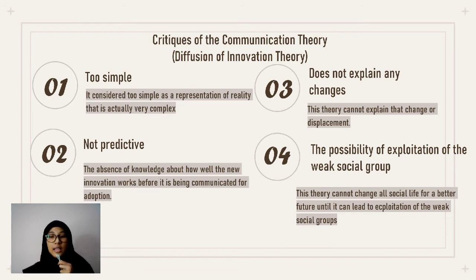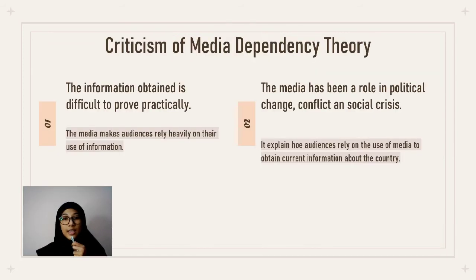And number three, this theory does not explain any changes. This theory cannot explain change or displacement. And number four, the possibility of exploitation of the weak social group. This theory cannot change all social life for a better future, until it can lead to exploitation of the weak social group. So next, we go for the criticisms of media dependency theory.